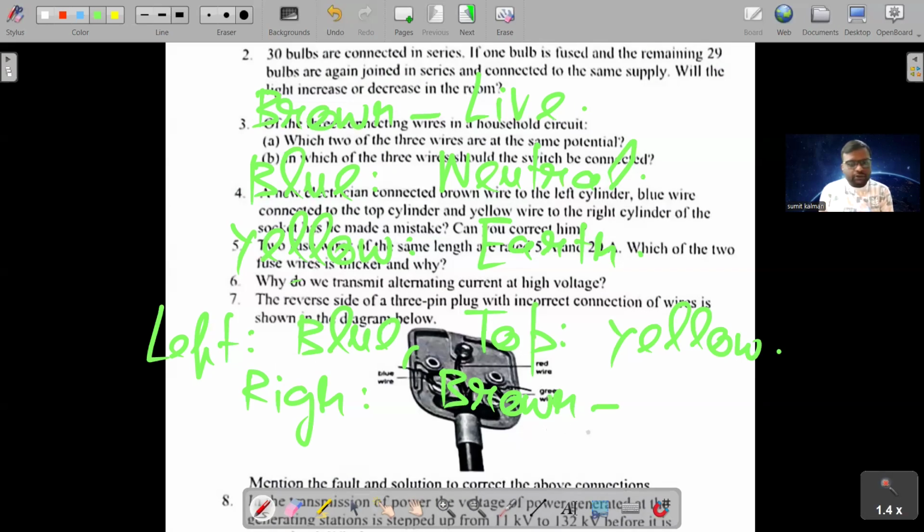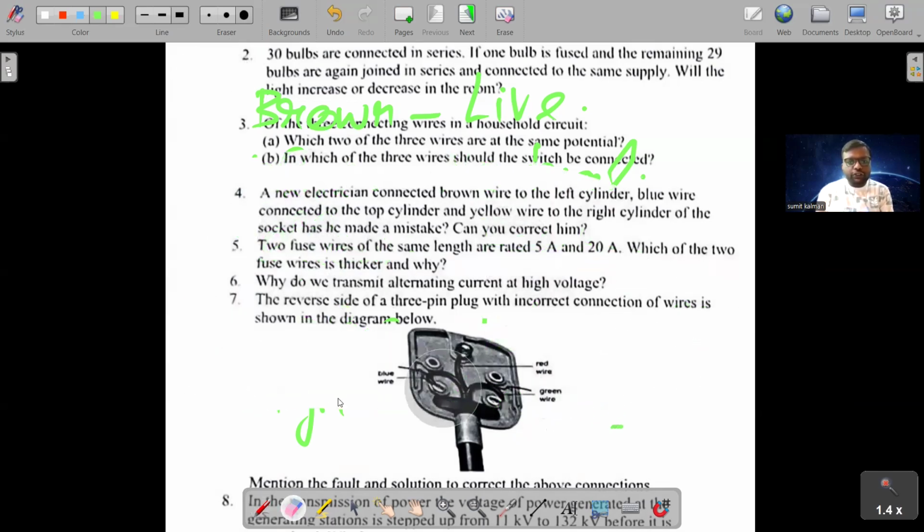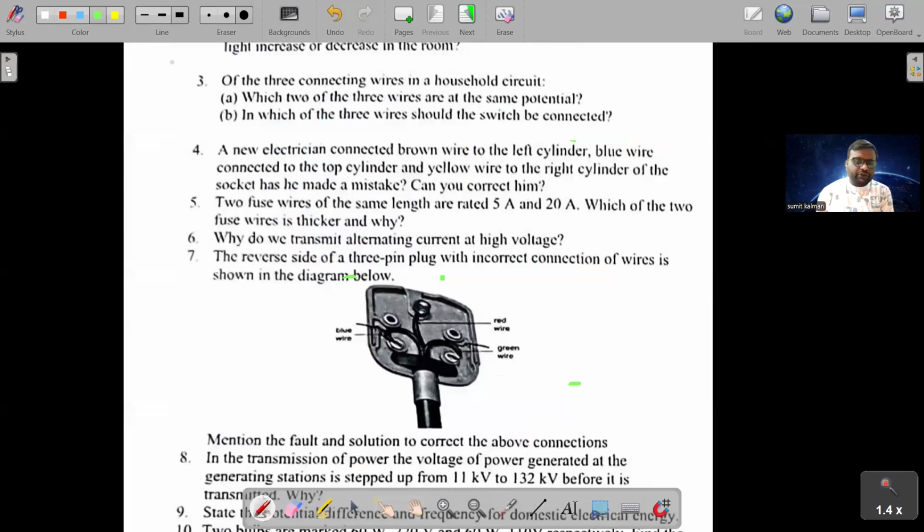That's it. So in this way you have to write the solution. Now next students, they are asking: two fused wires of the same length are rated 5 ampere and 20 ampere. Which of the two wires is thicker and why? Thicker wire means greater width wire. Thin is a smaller width wire and thick is greater width wire.